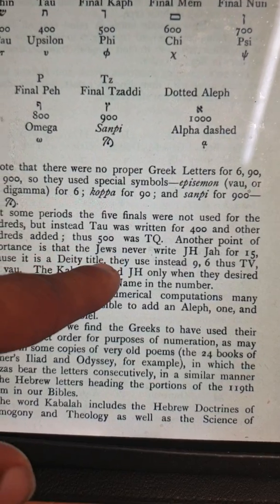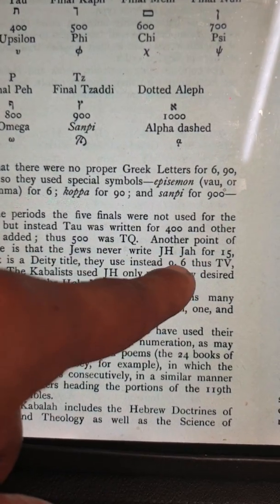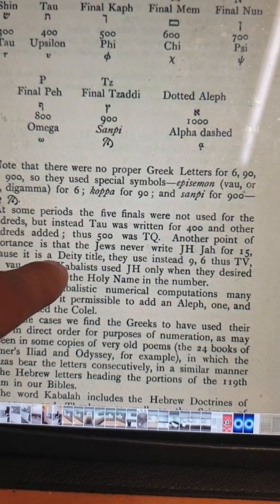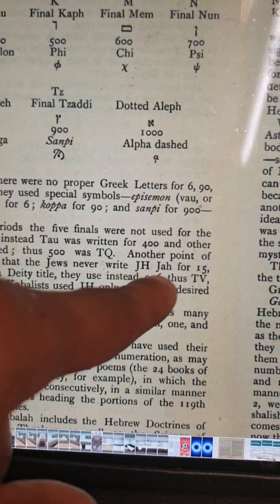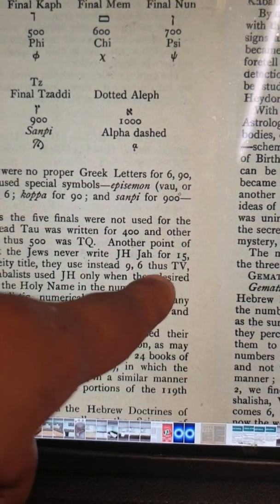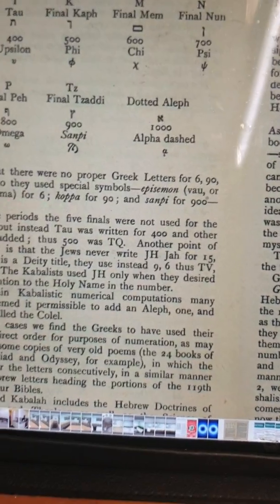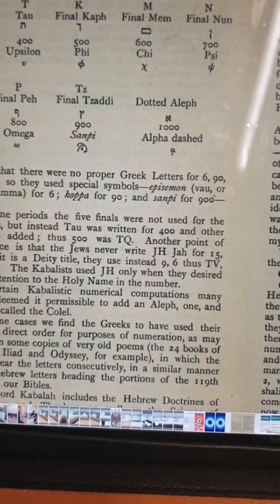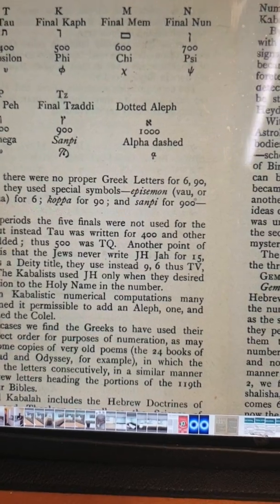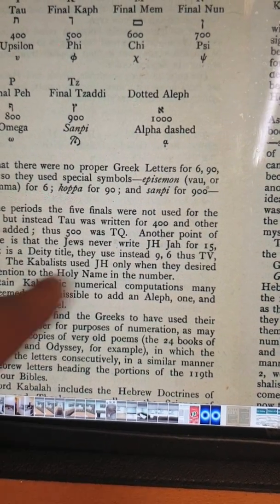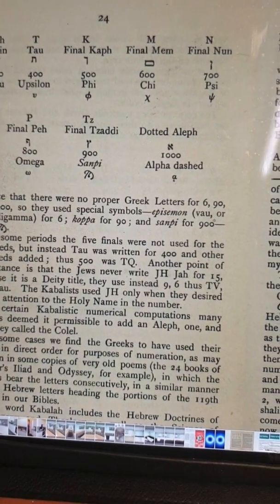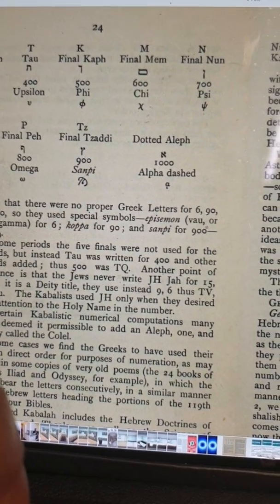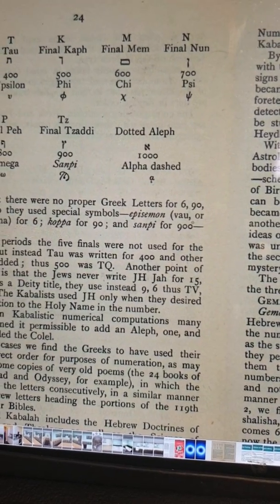Another point of importance is that the Jews never write JH for 15, because it is a deity title. They use instead 9 and 6, thus T and V, Teth and Vav. Vav, I believe, is the 6. So that's what you've got, the 9 and 6. This is the Hebrew; we use the Hebrew alphabet.